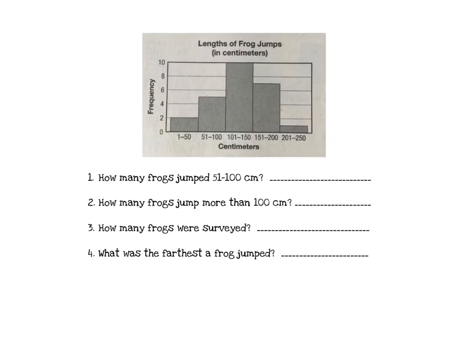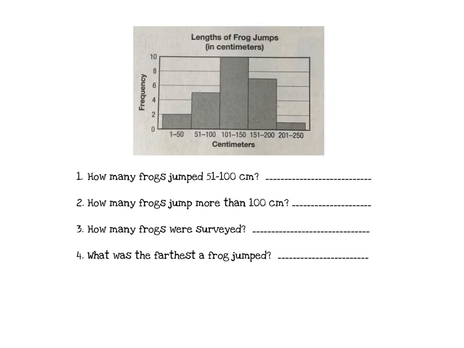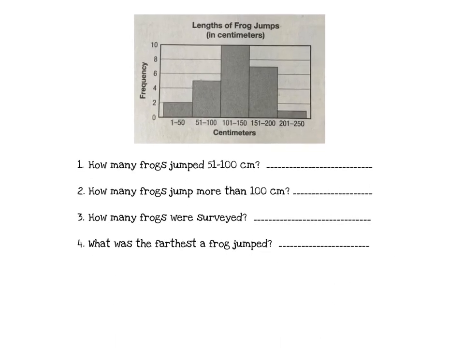All right, one last thing I want to do here. Let's take a look at a histogram that we didn't make and read it and gather some information from it. Okay, so this histogram is showing us the lengths of frog jumps, and we're measuring in centimeters. You can see on the x-axis, that's where the lengths are. You see the intervals of numbers are in groups of 50, and then we have the frequency, which would be like the number of frogs on the y-axis.